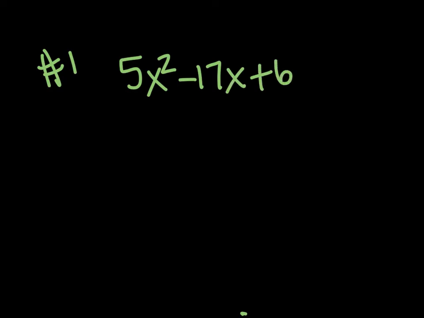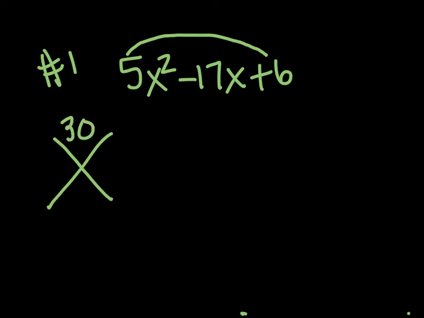So, it tells you factor 5x squared minus 17x plus 6. So here's where the diamond and the box are going to come in handy. So we can't just use a diamond, guys, because it's no longer just a 1 in front of that x squared. So the top is always your product of the first times last. So 5 times 6 is 30.